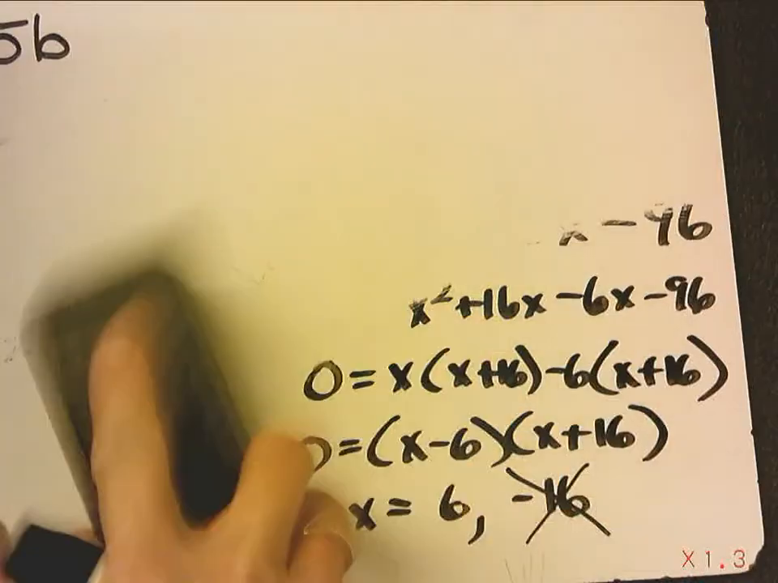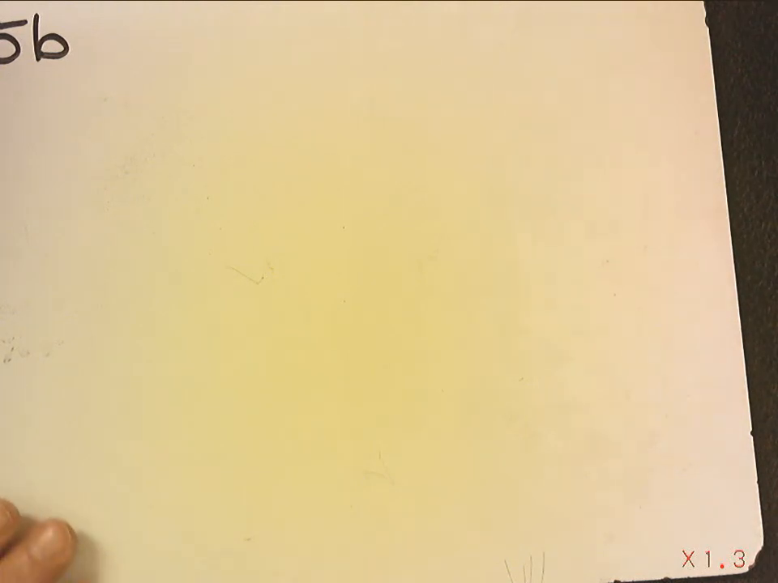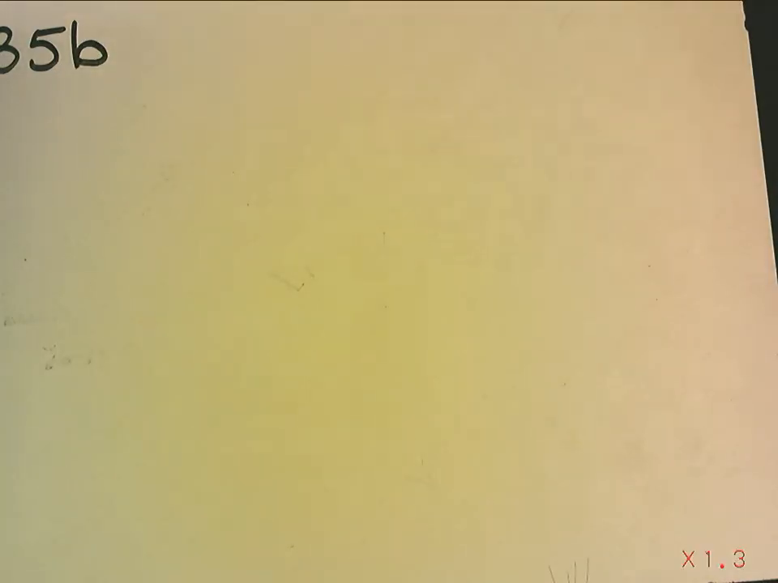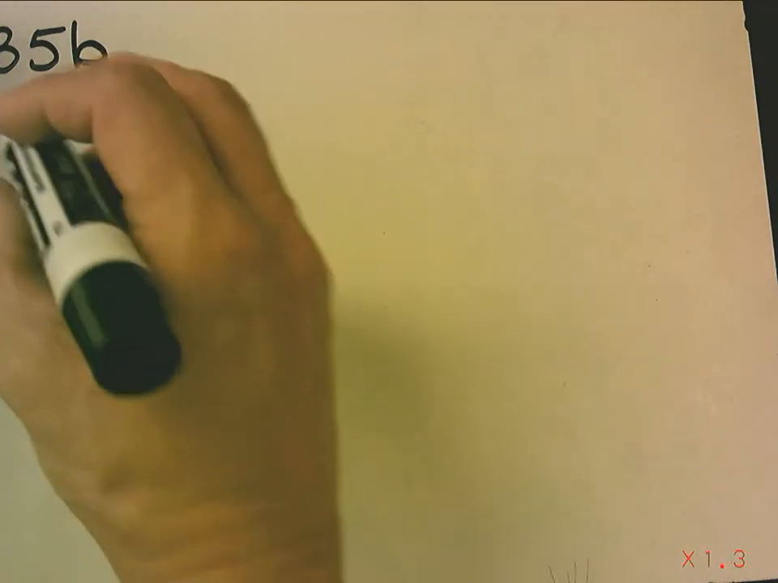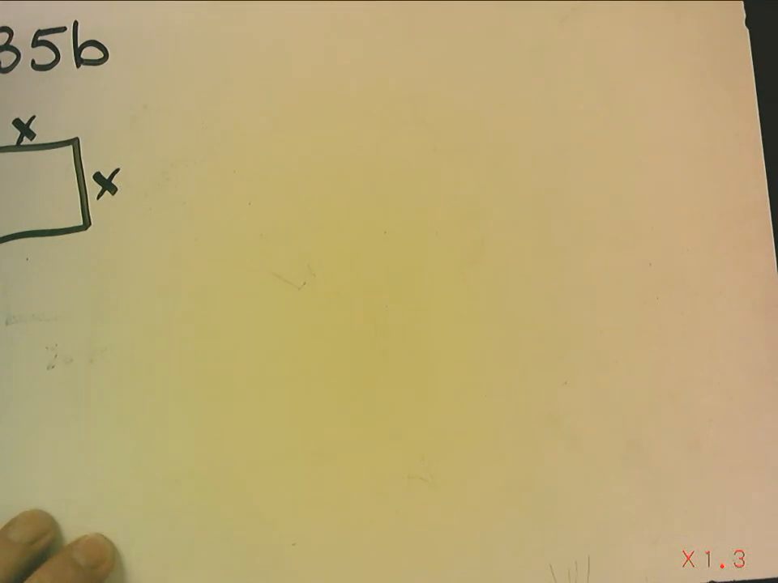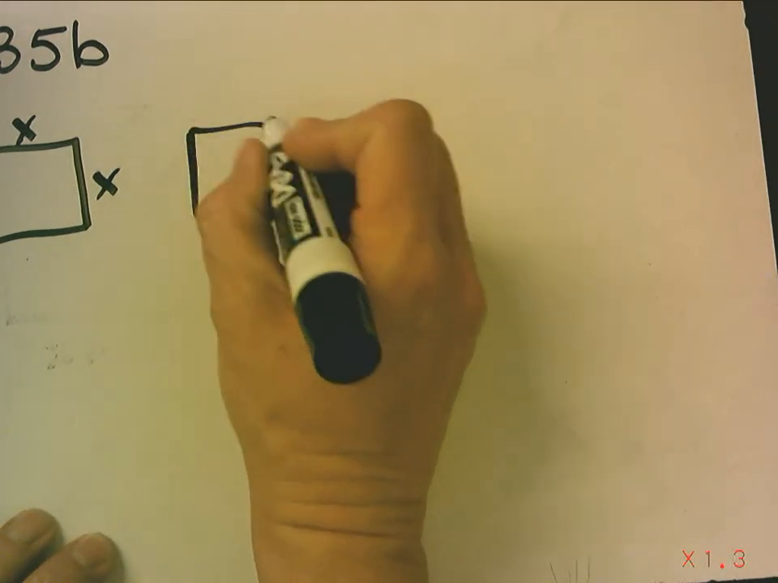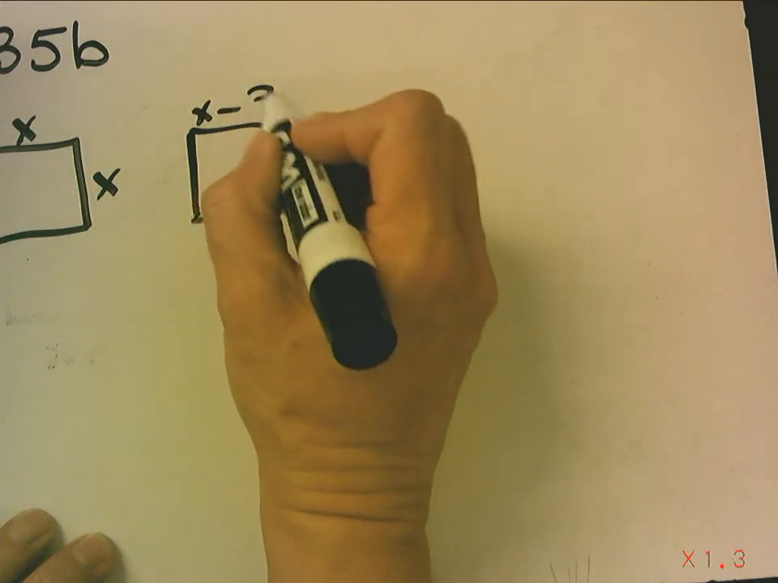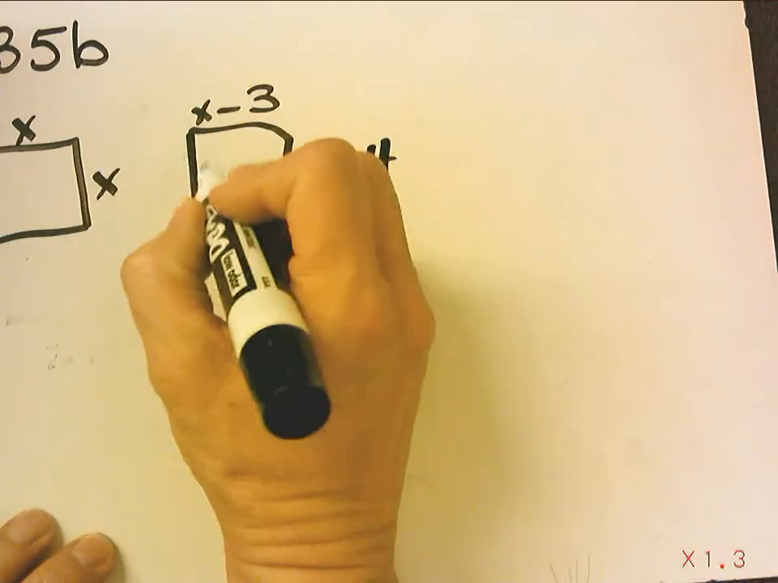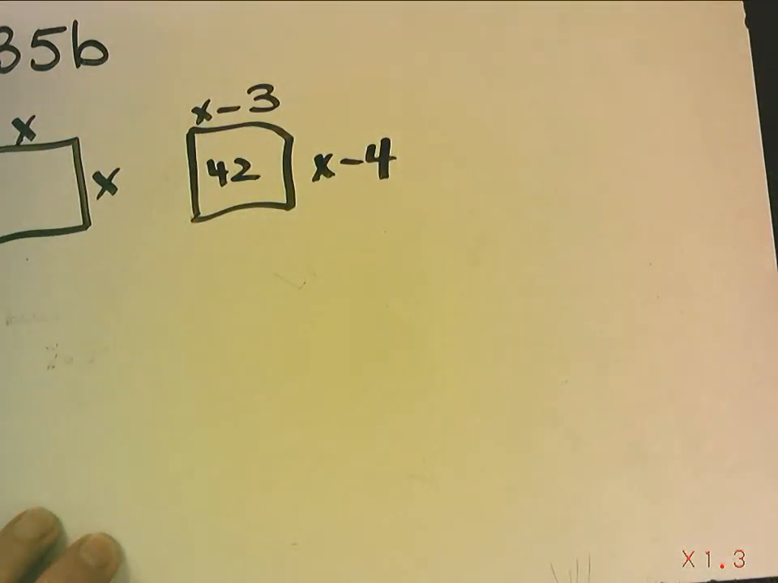Okay, so now looking at the next problem, it says you have a square picture that you want to fit into a frame. When you cut 3 inches from the length and 4 inches from the width, the resulting area of the picture is 42 inches. Okay, so here is a square, and I'm going to cut this picture. I'm going to cut 3 inches from the length and 4 inches from the width, and my new area is going to be 42. Okay?